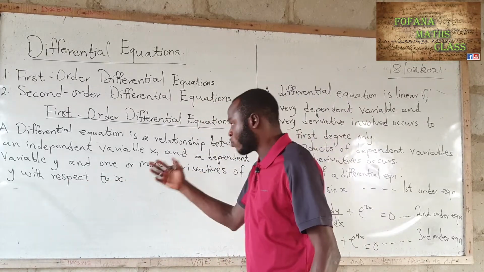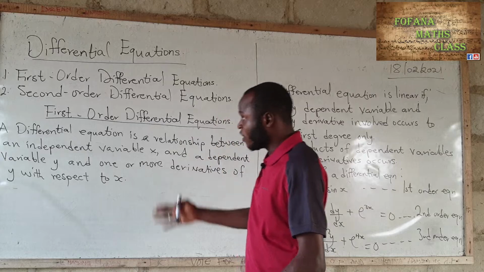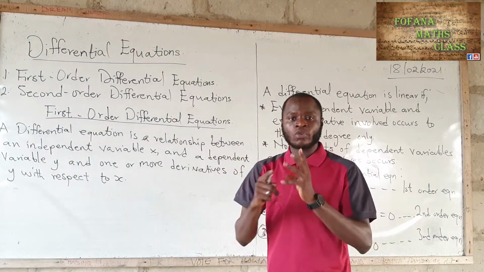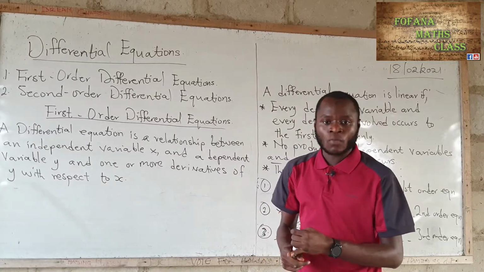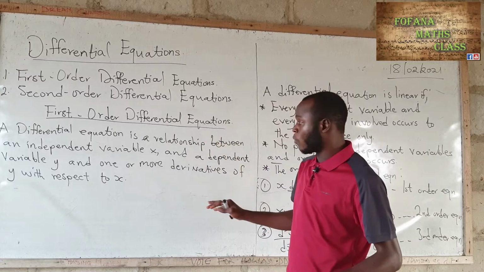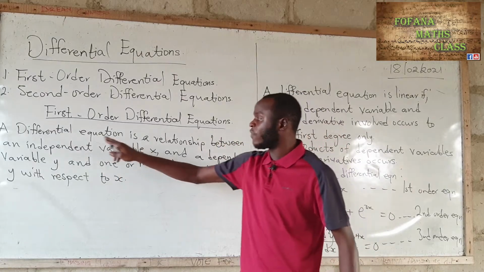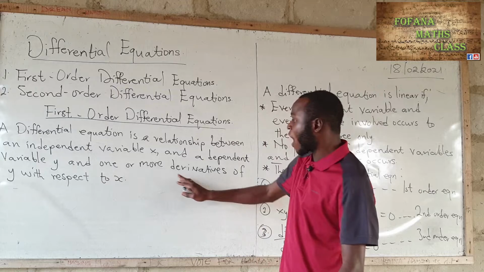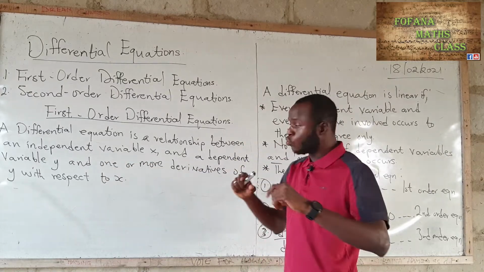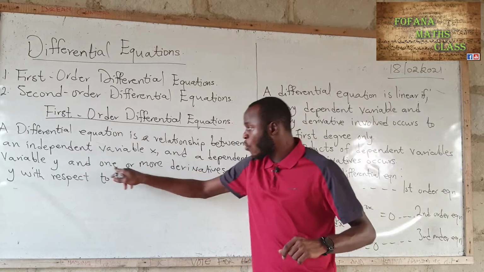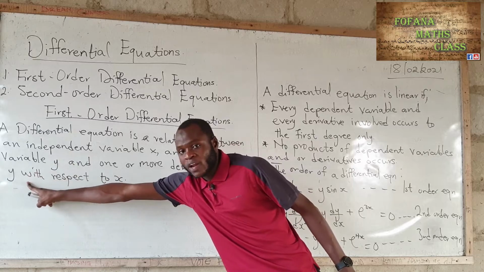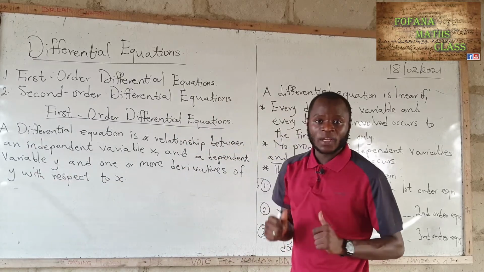What the definition is trying to tell us is that in differential equation you have to have a relationship between two different variables, with one being the independent variable and then one being what? The dependent variable. And here we have chosen x to be the variable which will be independent, and then y to be the variable which will be what? Dependent. And the equation should have one or more derivative of the dependent variable with respect to the independent variable.